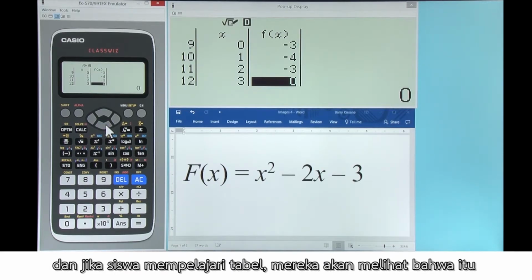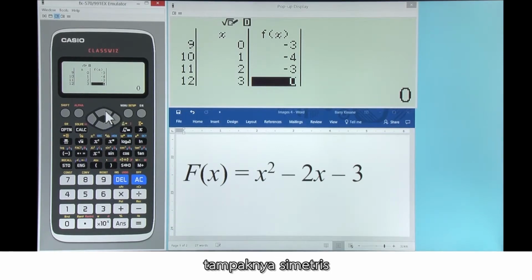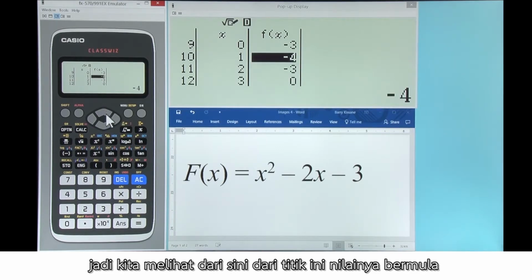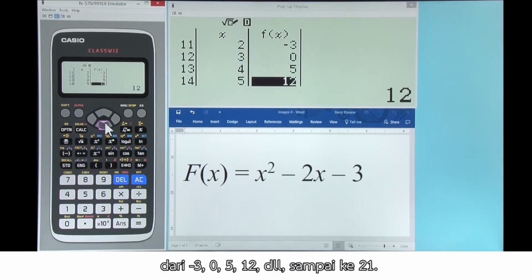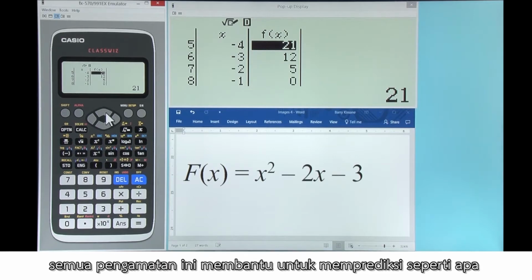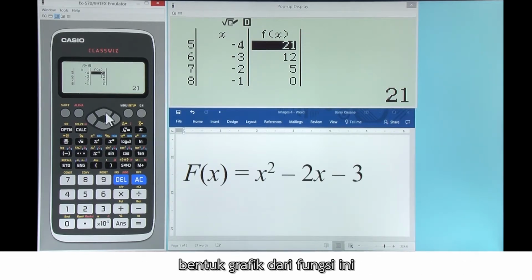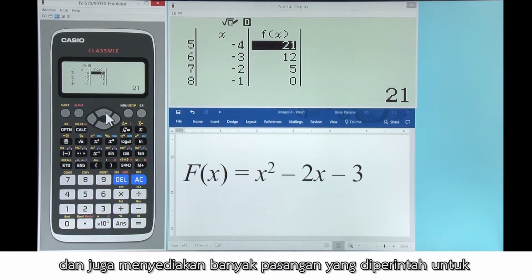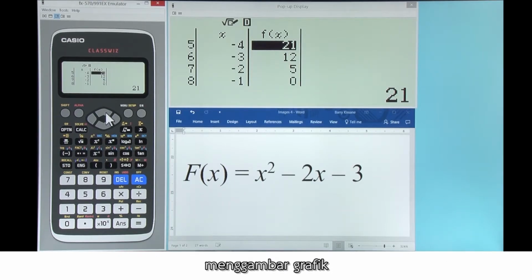And if students explore the table, they will see that it seems to be symmetrical. So we see from this point, the values go negative 3, 0, 5, 12, etc. to 21, and in the other direction they do the same but in the opposite direction. All of these observations help to predict what the shape of a graph of this function might be, and also provide many ordered pairs for a graph to be drawn.